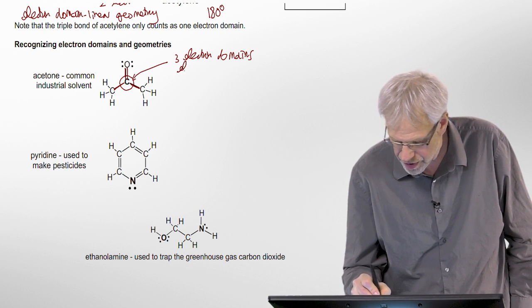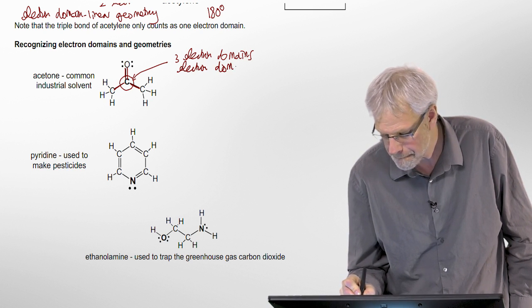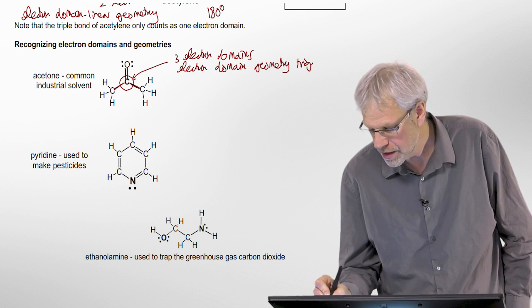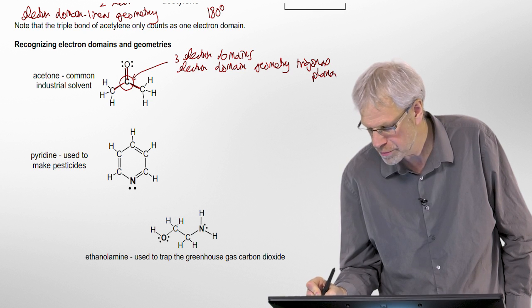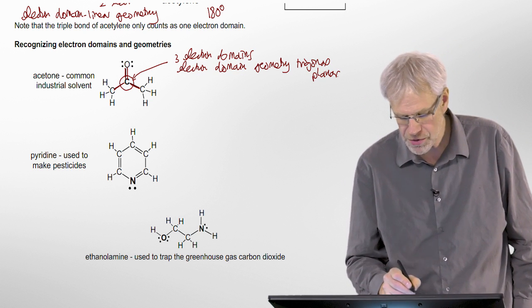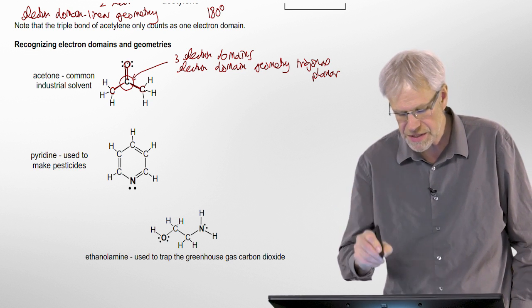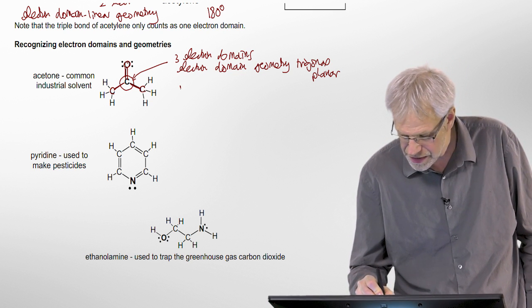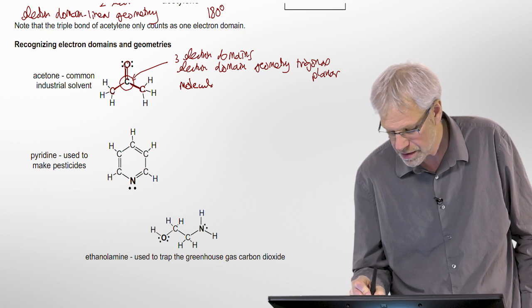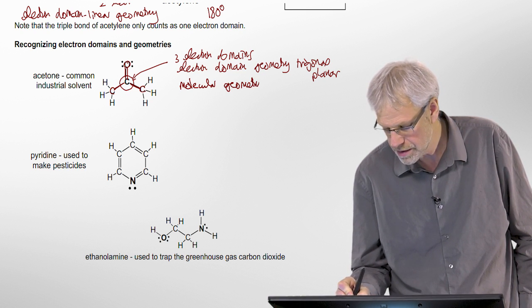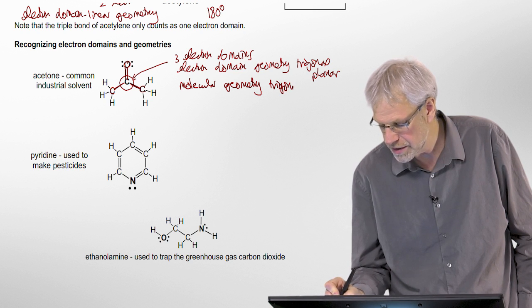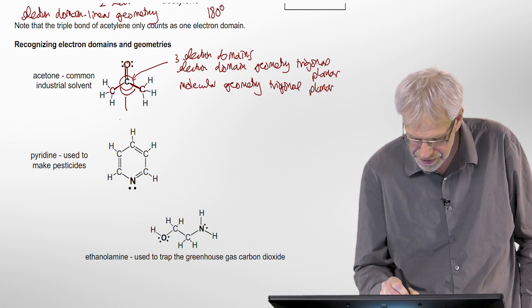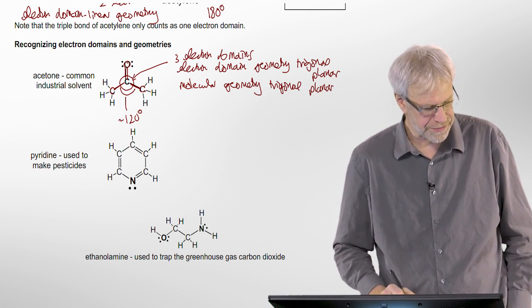which means the electron domain geometry will be trigonal planar. And in this case, because each domain is associated with another atom, and it's the positions of the atoms that determine the geometry of the molecule, in this case the carbon atom within the molecule, the molecular geometry is also trigonal planar. And all the bond angles are going to be roughly 120 degrees.